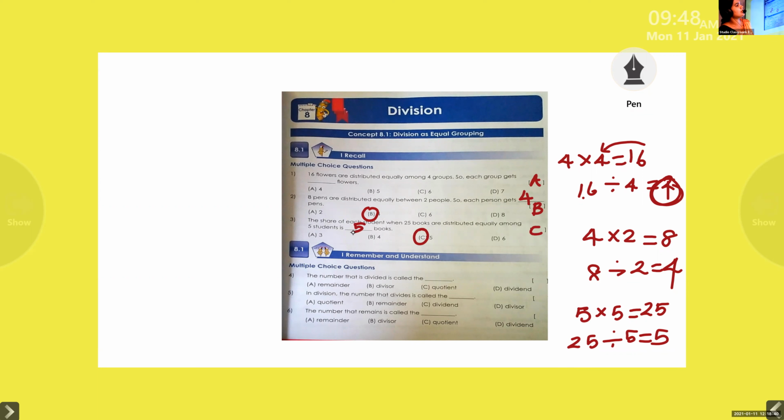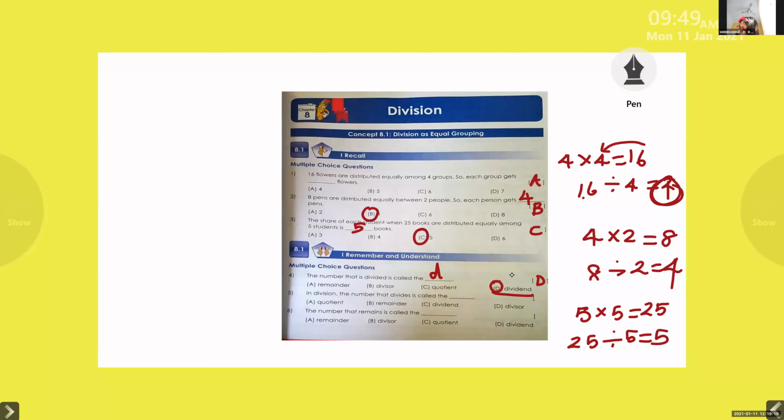Now next question to Pranav. Fourth question. The number that is divided is called the dividend. Yes. The number that is divided, that means inside the bracket, we will say dividend. Option D, dividend. You can write here also, dividend.